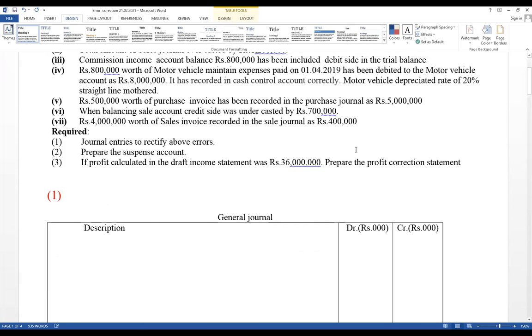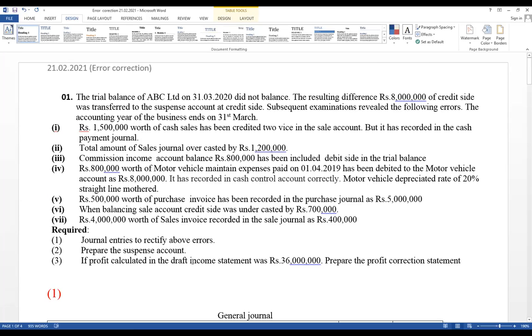Then third requirement: it has given that the profit calculated in the draft income statement was 36,000. Profit already calculated. It has given the value. Prepare the profit correction statement. Think about it: if it has given errors relevant to income and expense, those affect profit also. Therefore, profit should be corrected. It has given the profit calculated in the draft income statement, value equal to 36,000, values in 1000. But if errors occur in the income or expense account, those affect profit. Therefore, profit also should be corrected.